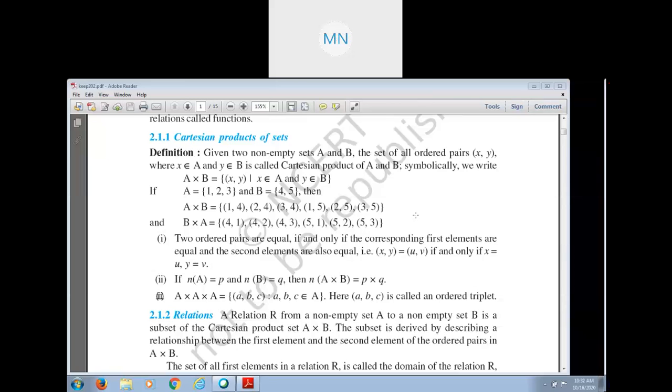Anybody, can you tell me what is the meaning of Cartesian product? How can we define Cartesian product?